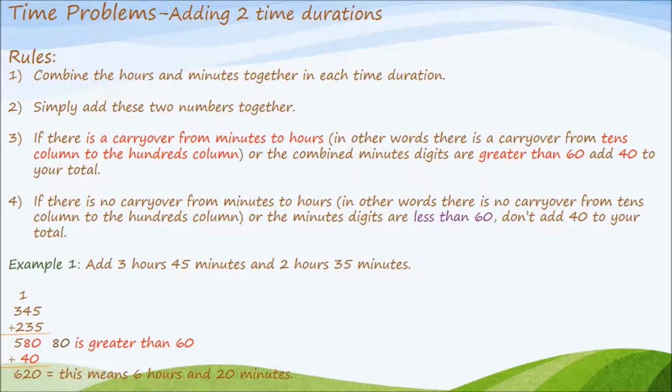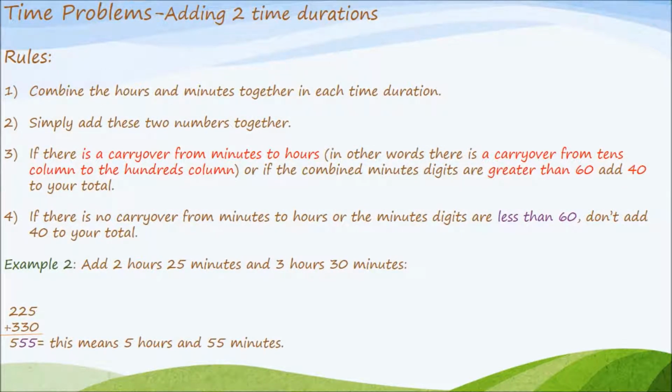Here's our first example. We're going to add 3 hours and 45 minutes and 2 hours and 35 minutes. So we're going to add 345 plus 235. Our total is going to be 580. Now, of course, 80 is greater than 60, so we do need to add in the 40. So we're going to add the 580 plus the 40. Our final answer is 620. This means there are 6 hours and 20 minutes.